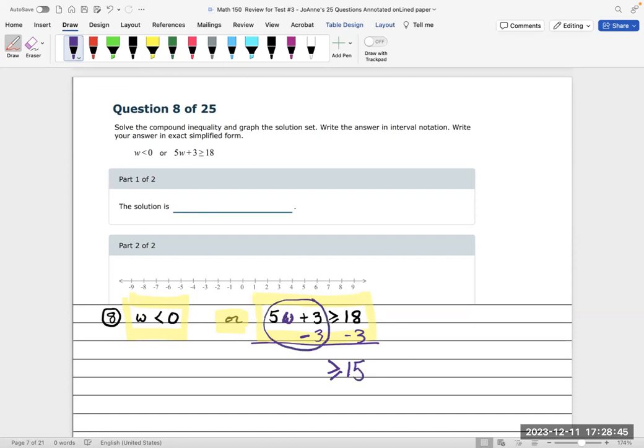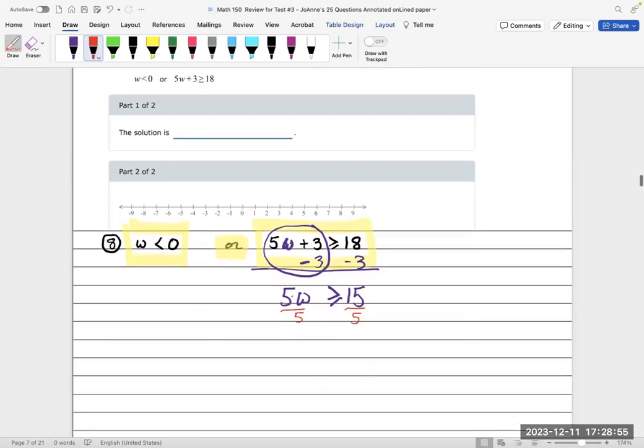All of this becomes 5W. Instead of multiplying, I'm going to divide. So I divide both sides by 5. And the right side becomes W. Again, I'm dividing, but it's dividing by a positive number. So I have W is greater than or equal to 3, or W can be strictly less than 0.